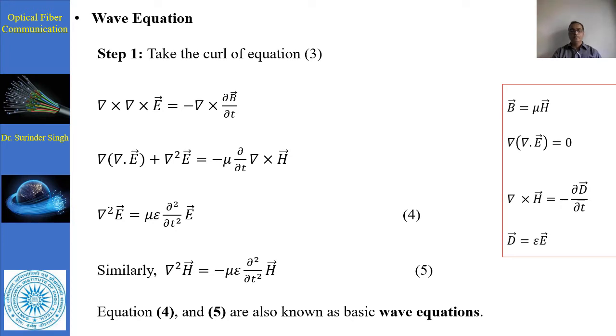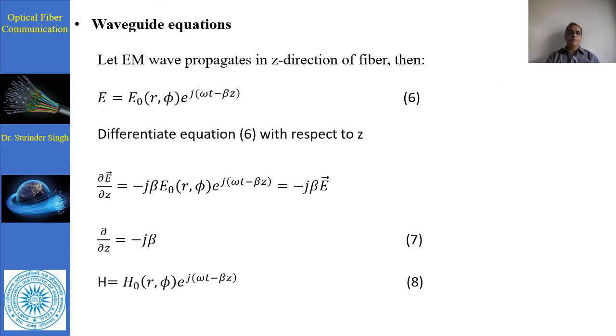Next, we have taken a cylinder with r, phi, z. The fiber is considered as a cylindrical fiber with the coordinates r, phi, z, and the EM wave is propagating in the z direction. Then the field E is taken as E naught, the maximum amplitude, which is a function of both r and phi, and this is the propagation part: e raised to the power j omega t minus beta z.